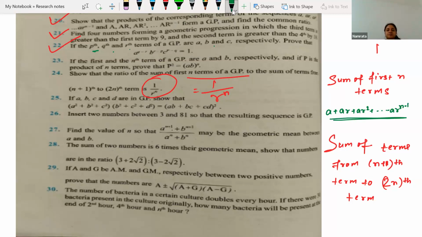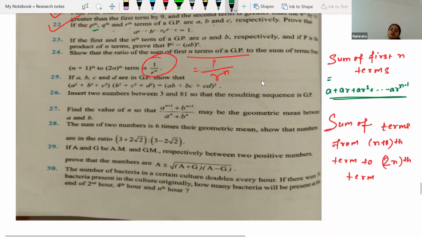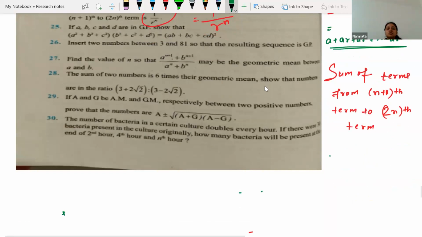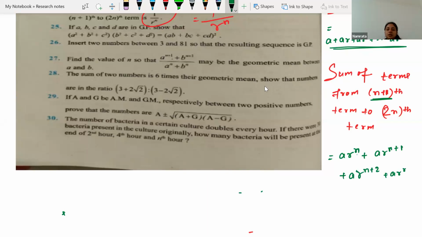Can we? Yes, ma'am. And what about the sum of n plus 1th term to 2nth term? So the n plus 1th term will be ar to the power n, right, Lena? The next term will be ar to the power n plus 1. Then the next term will be ar to the power n plus 2. Then ar to the power n plus 3. Till how much? What will be the last term? 2n. That means ar to the power 2n minus 1. Till that term we have to find the sum, right, Lena? Yes, ma'am.